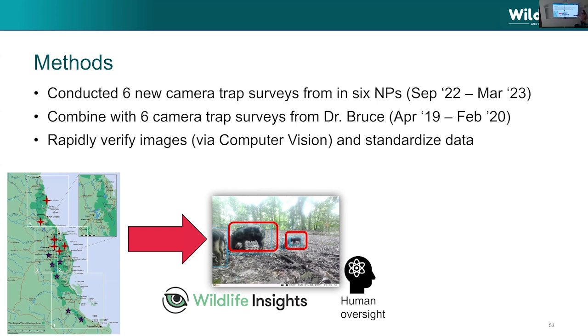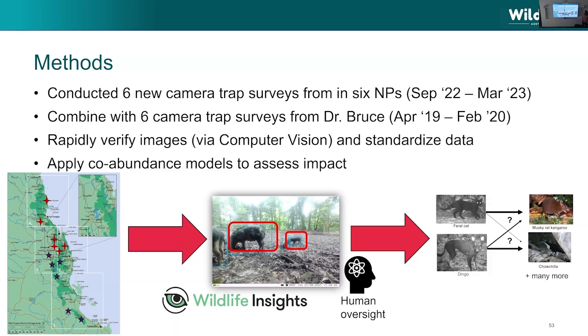However, there's a considerable amount of human oversight that went into this process as well, because the Wet Tropics has a lot of strange endemic animals that were never trained on the computer vision. But once all the images were done, we were able to rapidly apply these data analysis pipelines.